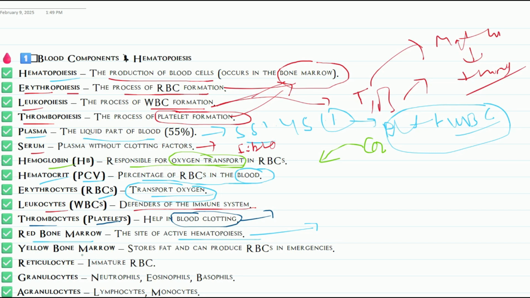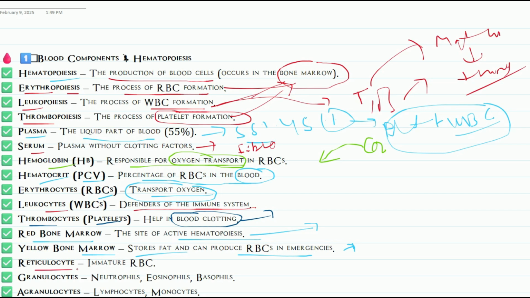While yellow bone marrow is not an active site, it is a passive site where we see the storage of fat, and it can produce RBCs in an emergency. So during an emergency, when the body needs a high amount of RBCs, at that time yellow bone marrow is converted into red bone marrow, but until then it stays in an inactive stage, right? So its main function is to store fat, right?